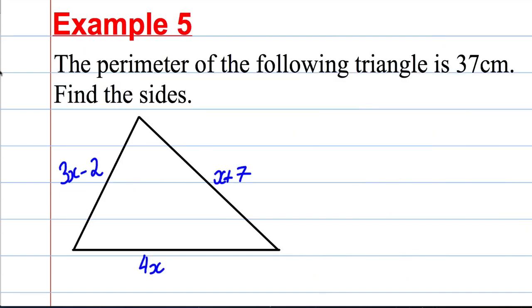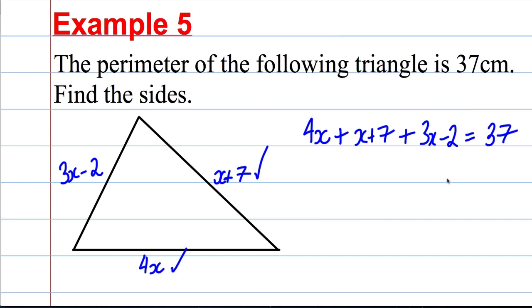Example 5. The perimeter of the following triangle is 37 centimetres. Find the sides. So, the perimeter is the distance around the outside. So we can say that 4x here, plus x plus 7 here, plus 3x subtract 2 must be 37. That gets you 1 mark. Let's combine x's. That'll get you the second mark.